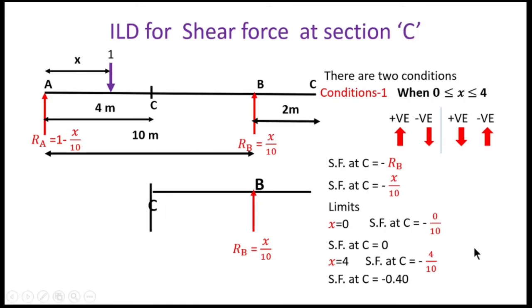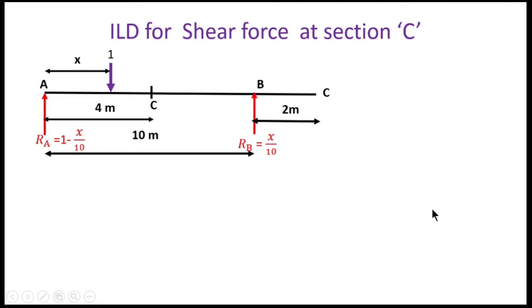This is condition number 1, when the load is between 0 to 4. Then next, condition number 2, that is load between 4 to 12, and the limit is x is greater than or equal to 4 and less than or equal to 12. What is the shear force at C? What is the shear force at C when this load is in this span, right side of the section?